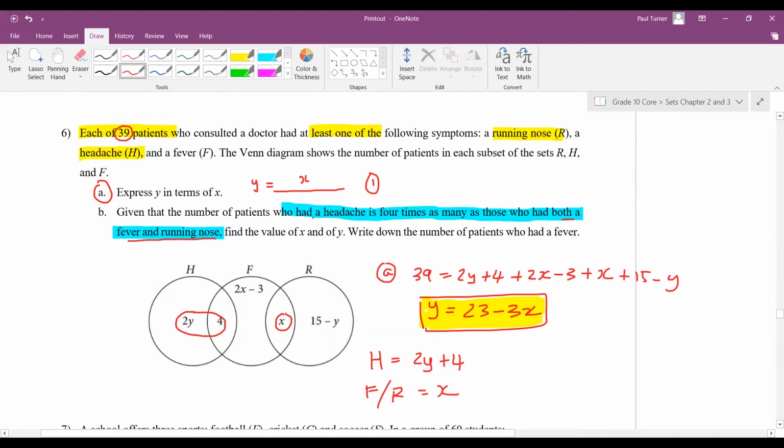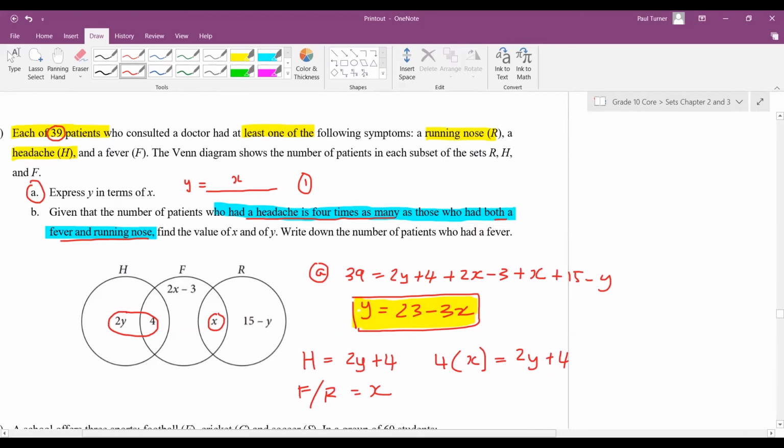given that the number of patients who had a headache is 4 times as many. So that means if you multiply the fever and runny nose by 4, you'll get the number that had a headache, 2y plus 4. So 4 times the smaller number, which is fever and runny nose, should equal the number of headaches. So 4 times fever, runny nose is equal to 2y plus 4. Okay, this will be your second equation.